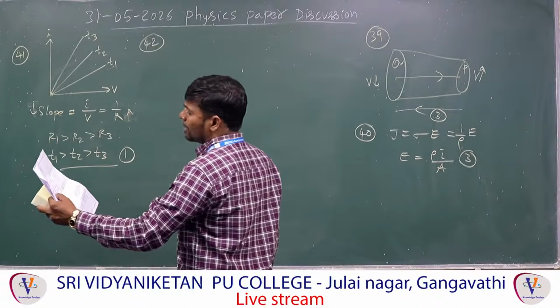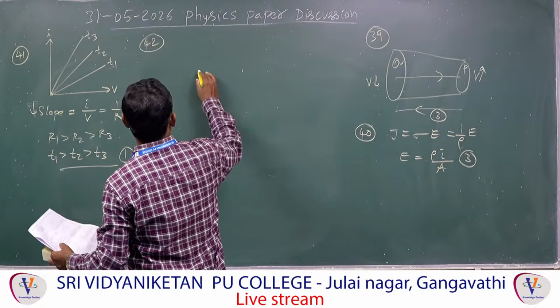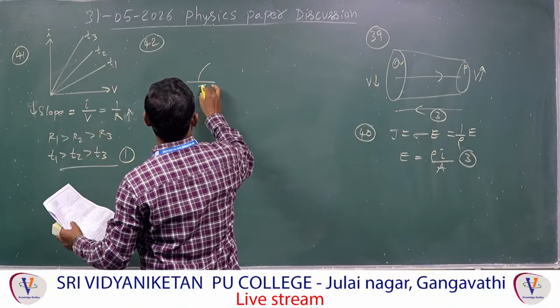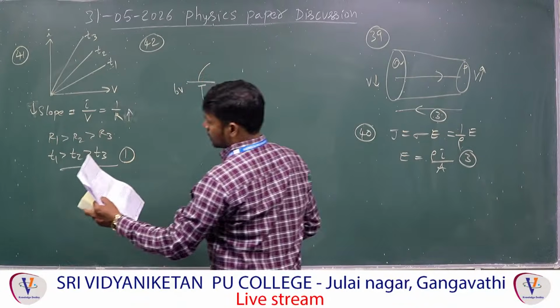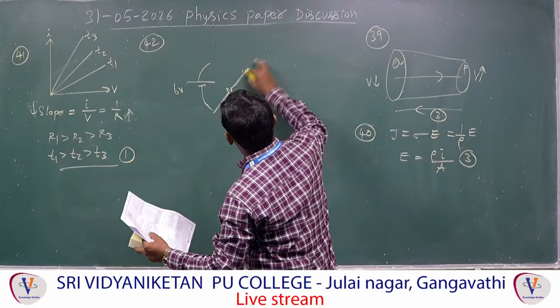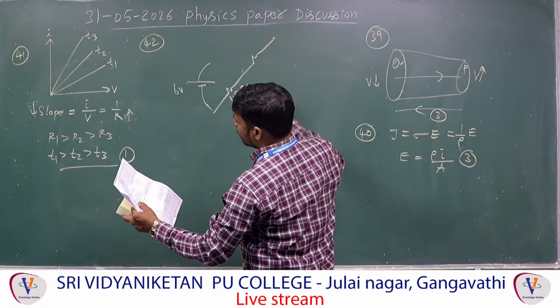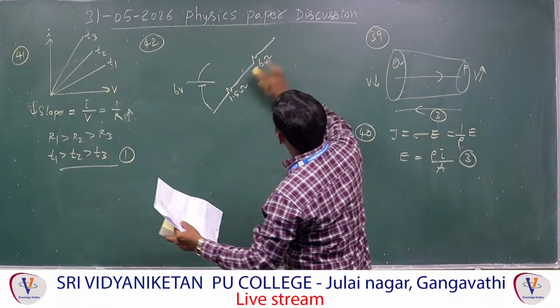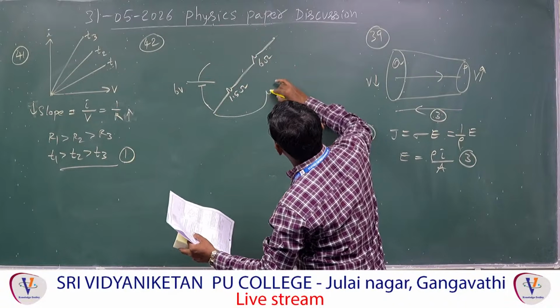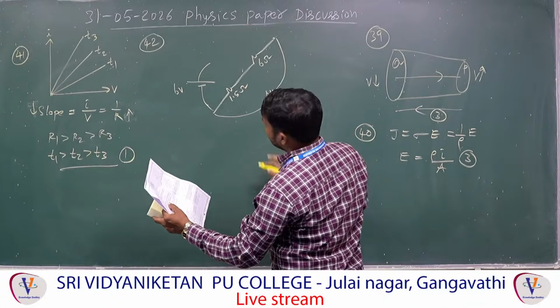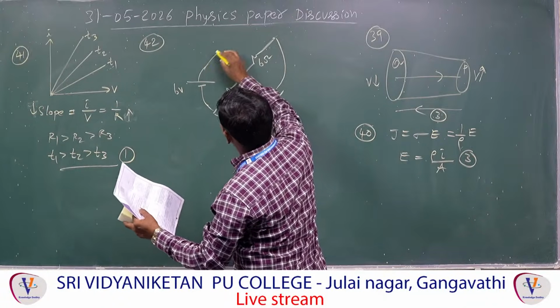Right, we can see the diagram. Here is a 6 volt battery. Two resistors are there, 1.5 and 6, which are in parallel. How much is the value? 3 ohm.